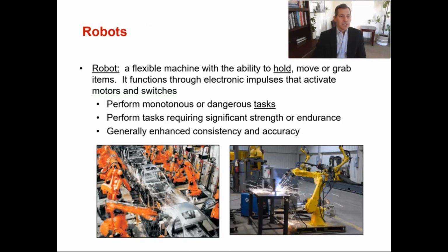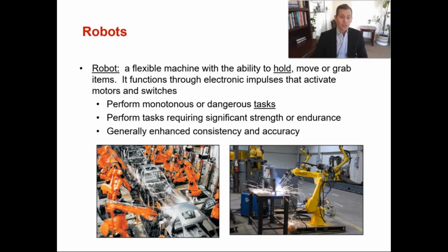The next machine technology or production technology that we'll talk about is robots. You've all heard of robots and how they're taking over the world. Well, they're not, but they do have a place, and that's for sure. So a robot is a flexible machine with the ability to hold, move, grab items. It functions through electronic impulses that activate motors and switches. They're great for performing monotonous or dangerous tasks. They help to perform tasks requiring significant strength or endurance, and they're great because they're consistent and they're accurate.